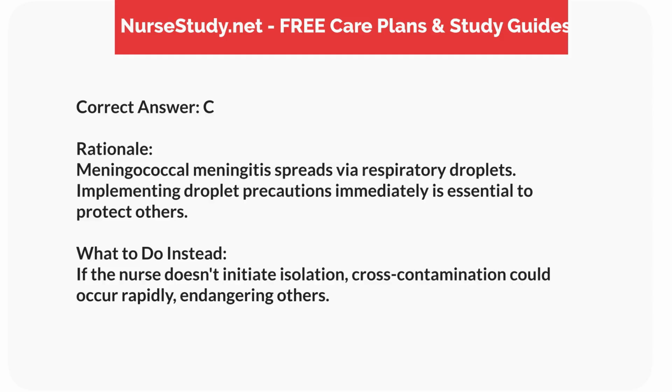Correct answer, C. Rationale. Meningococcal meningitis spreads via respiratory droplets. Implementing droplet precautions immediately is essential to protect others. What to do instead? If the nurse doesn't initiate isolation, cross-contamination could occur rapidly, endangering others.